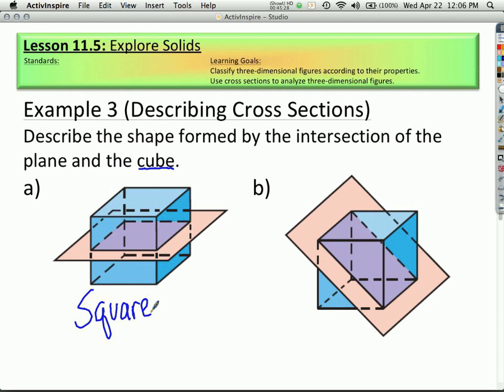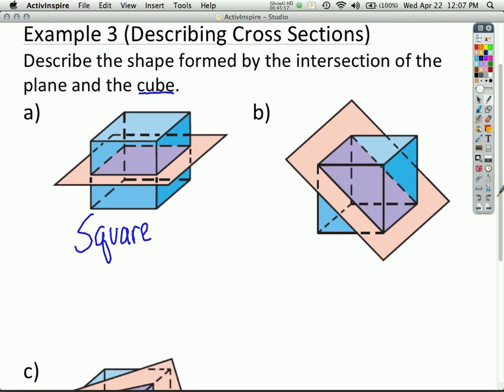Part B, what happens if we take the plane and slice the cube corner to corner? What shape represents the intersection? So give me a thumbs up if you can recognize the shape from the image. Good. Kalasia, what shape is it? It's a rectangle. Very good. So that's what we talk about when we talk about cross sections.